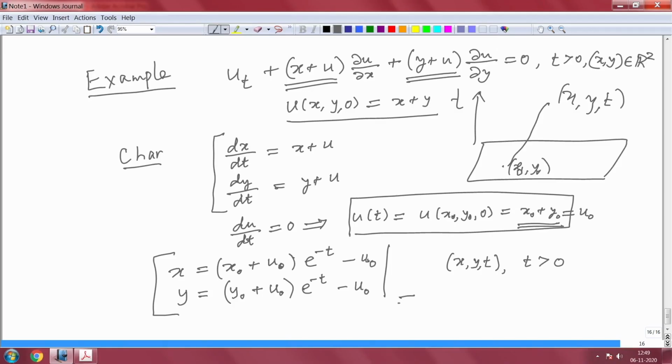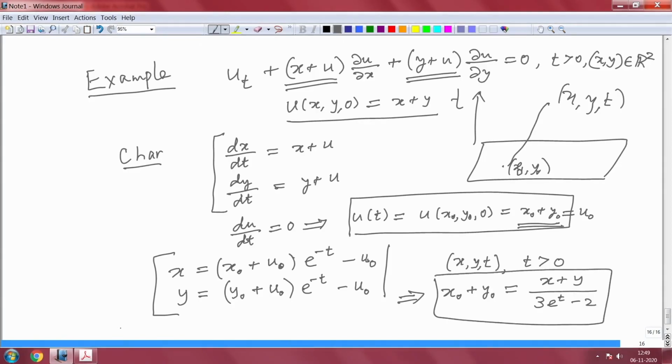So, this implies x 0 plus y 0 is equal to x plus y divided by 3 e to the t minus 2, and therefore we get u x y t.